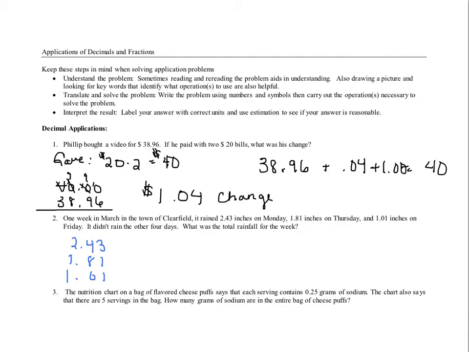Notice how I lined up my decimal points, and now I'm going to add them. When I do that, I will get 5 on the end. 4 and 8 is 12. Carry the 1. So 5.25 inches of rain for the week, which is a lot.